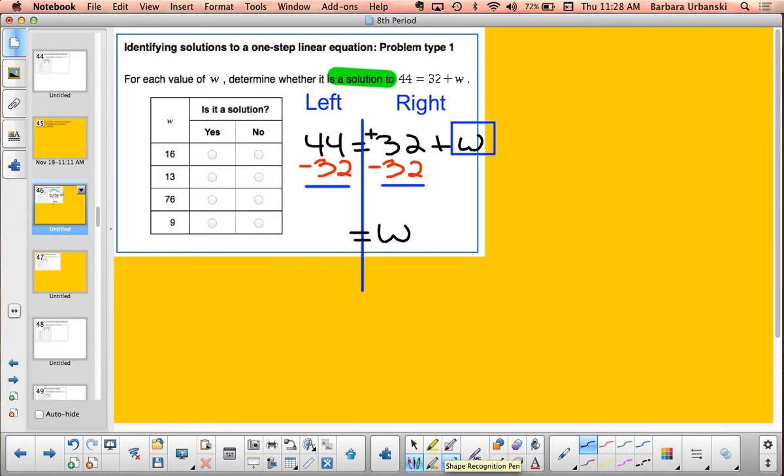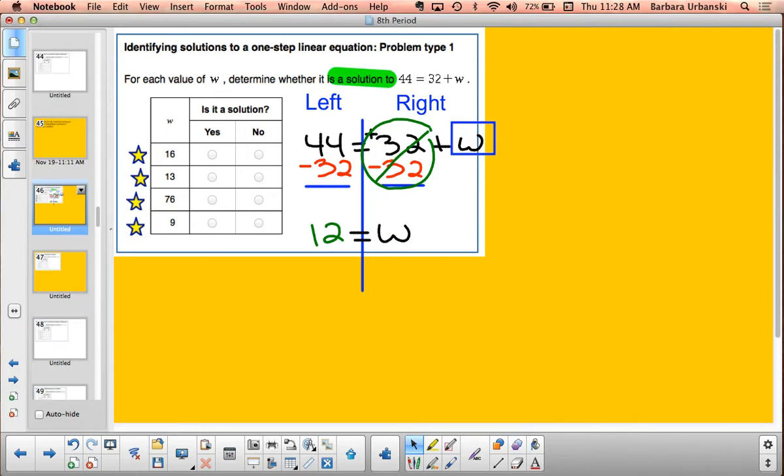Since the W is by itself, we should know that a number and its opposite will equal 0. Then on the left side, we will have to find the difference between 44 and 32. We have the 2 and a 1, and that would mean that W would have to equal 12. Well, if we take a look at the table they have here, we've got 16, 13, 76, and 9. None of those are a solution, so we would be filling in a no for all of these. There would be no solutions.